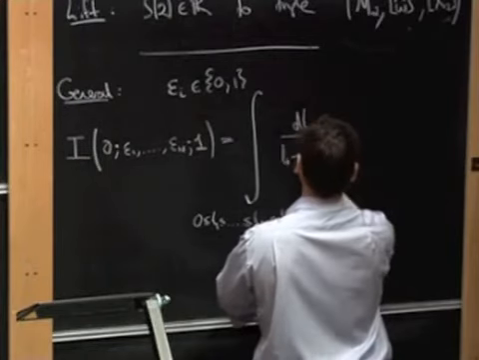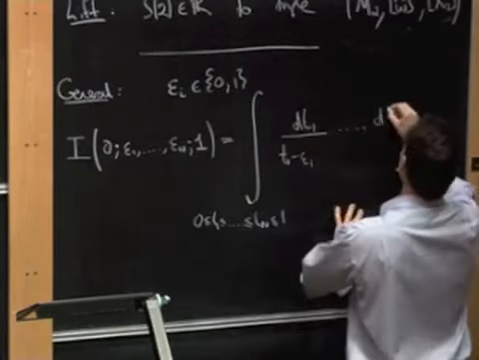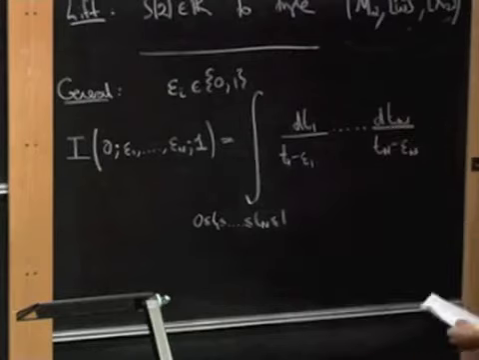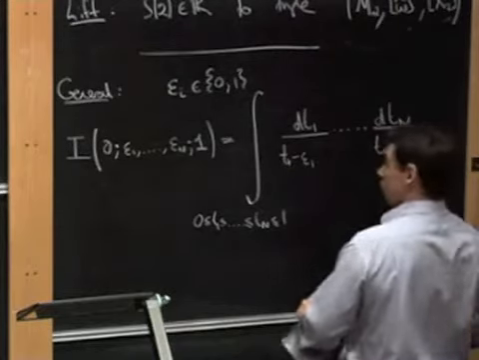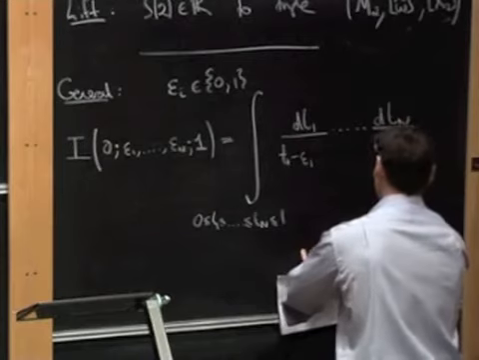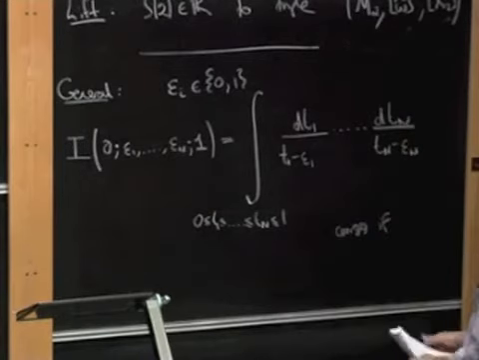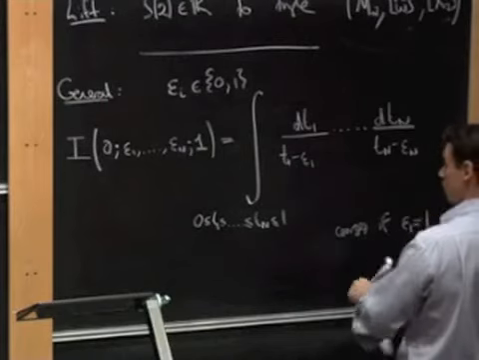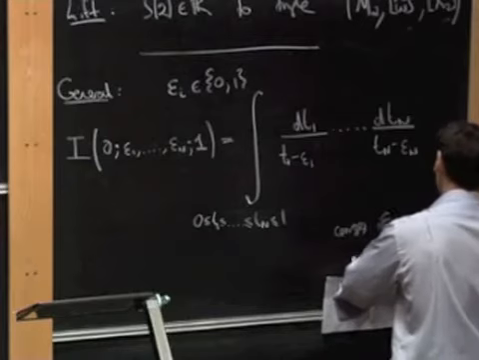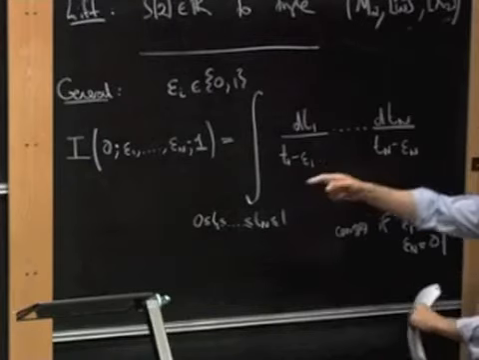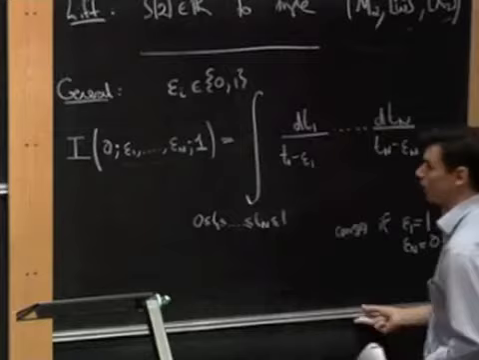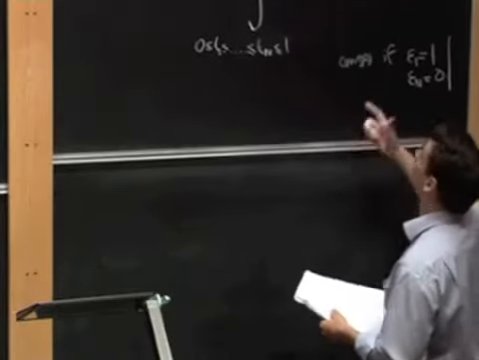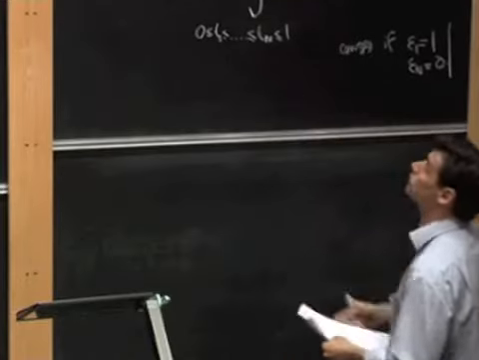So I always worry about the signs here. And so this integral converges if the first epsilon is equal to 1 and the last epsilon is equal to 0. But apart from that, you have complete freedom in choosing these indices here. You can consider these integrals. So it's an extremely special case of Chen's theory of iterated integrals, which holds for any manifold.